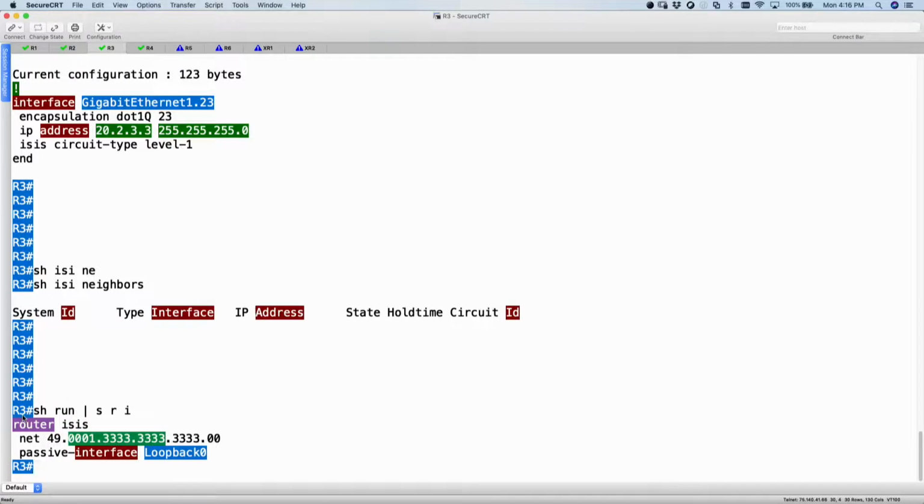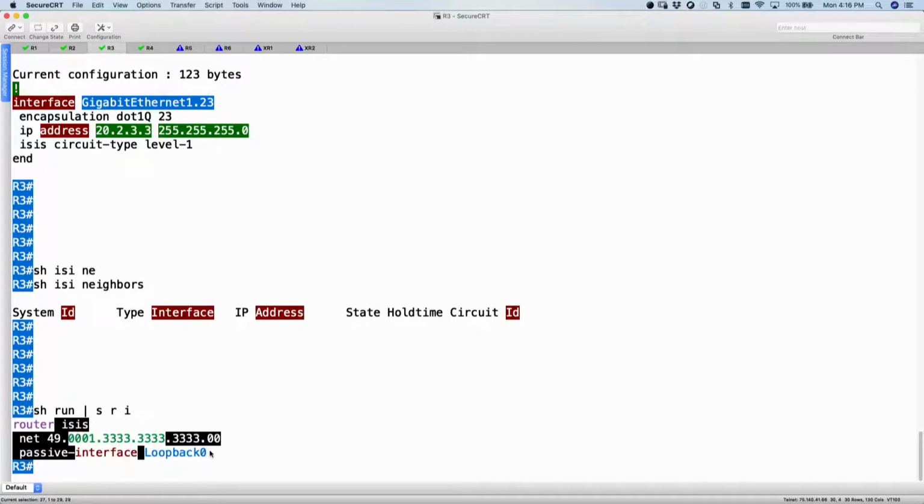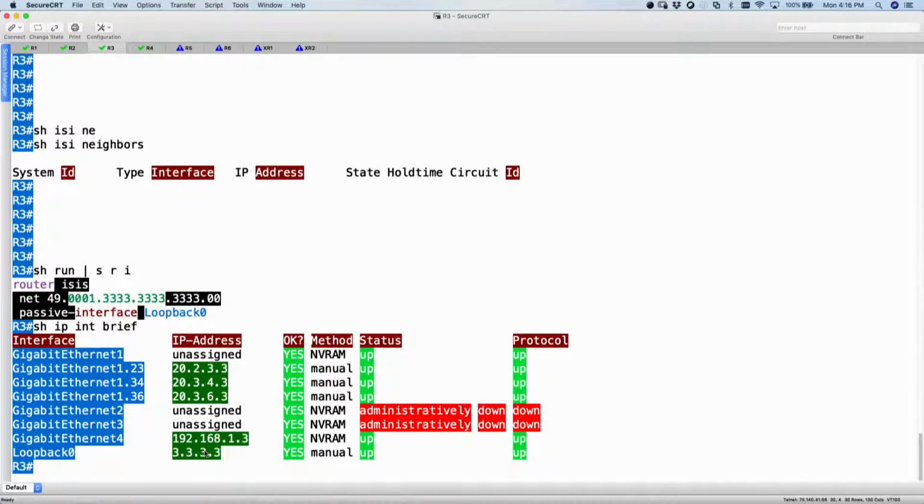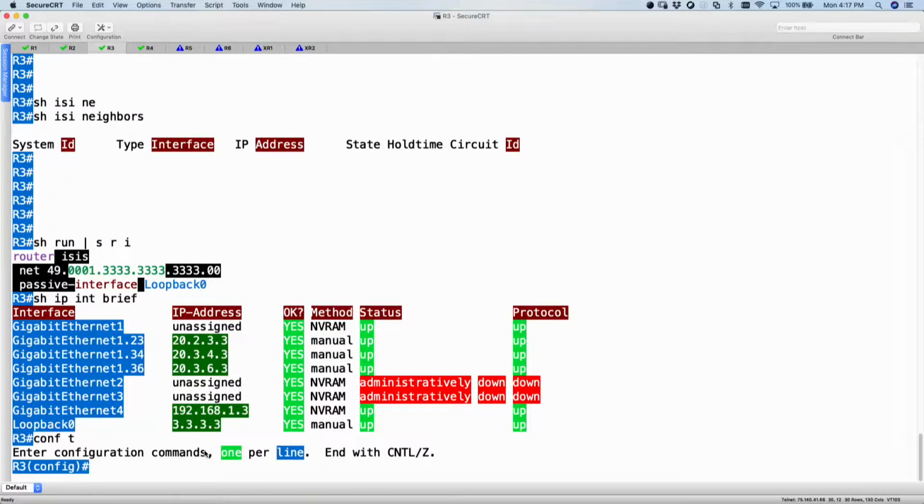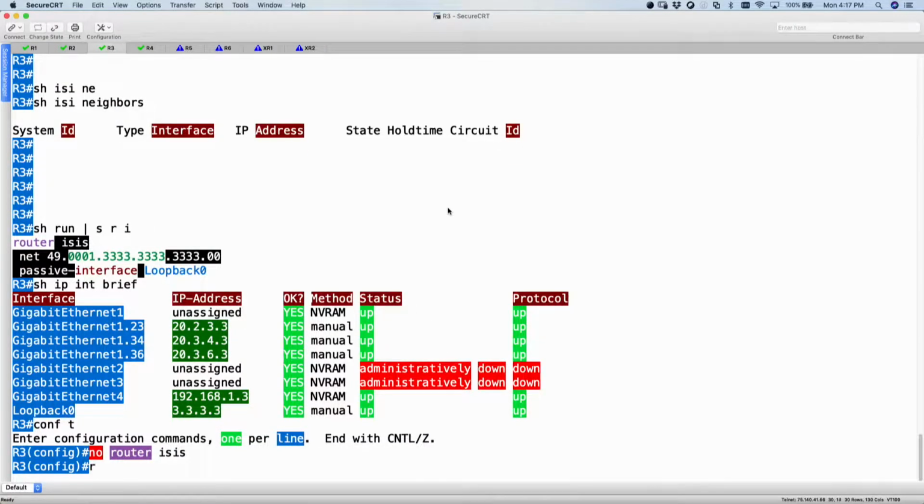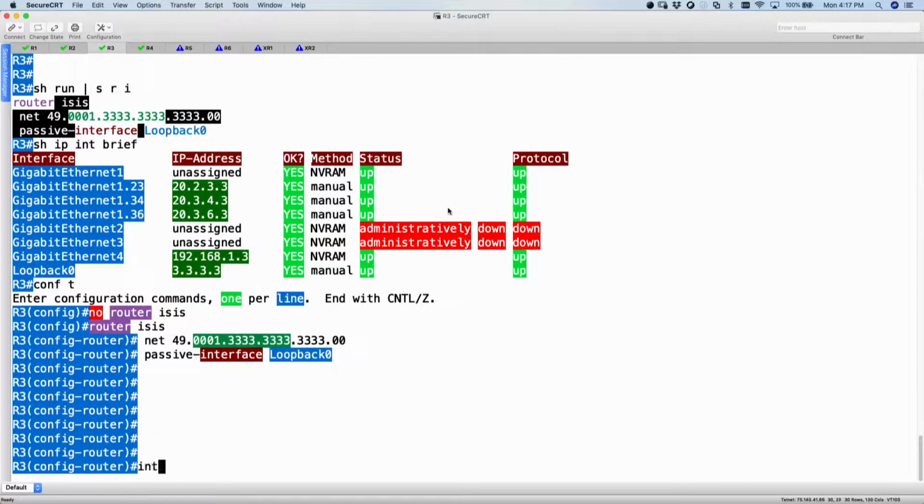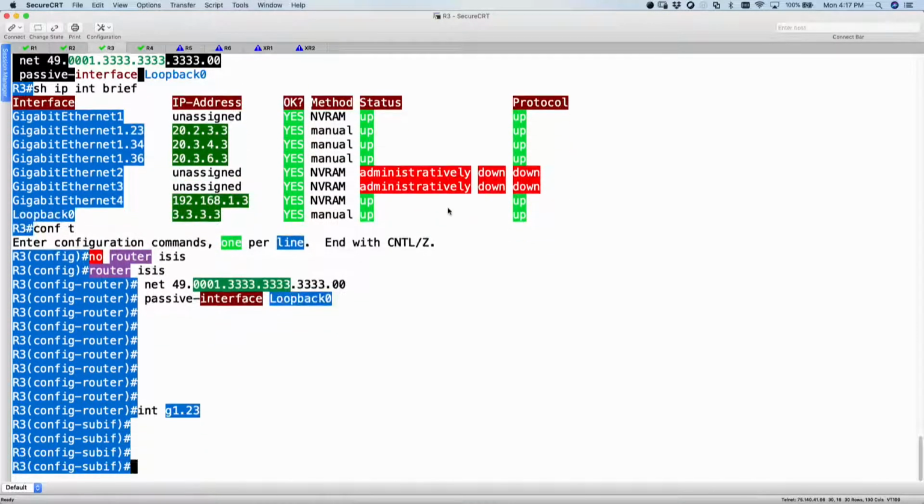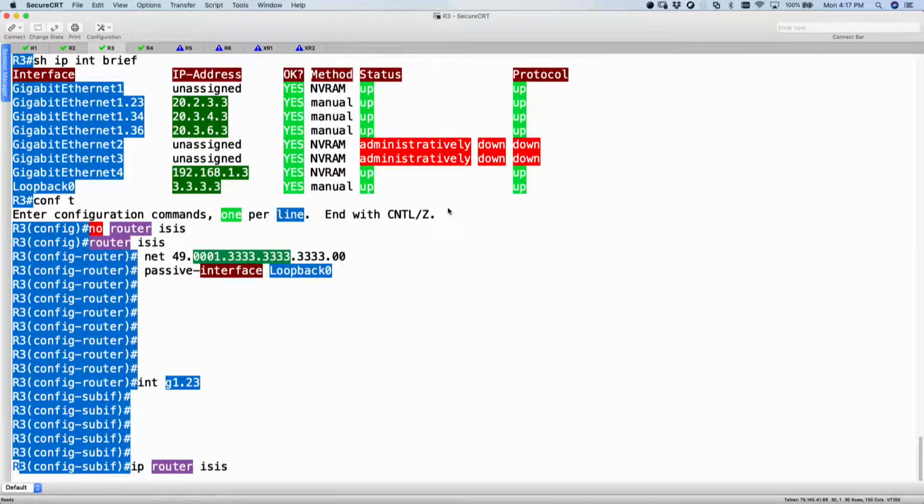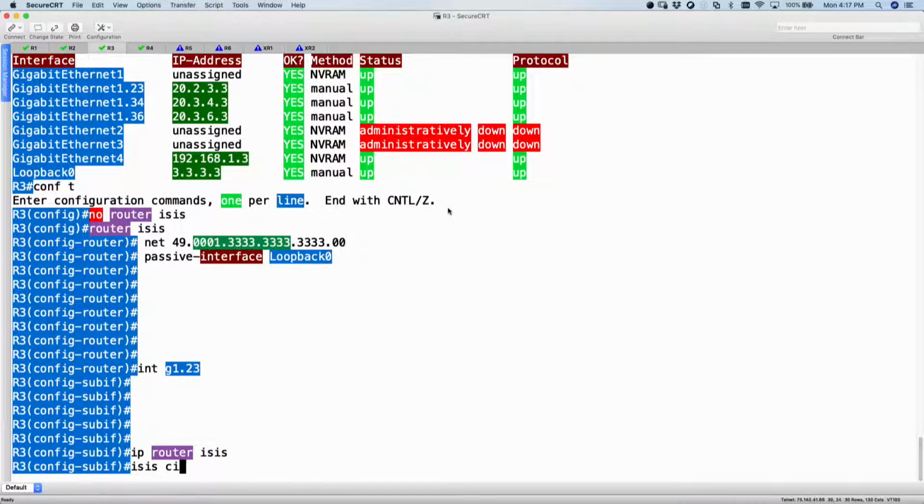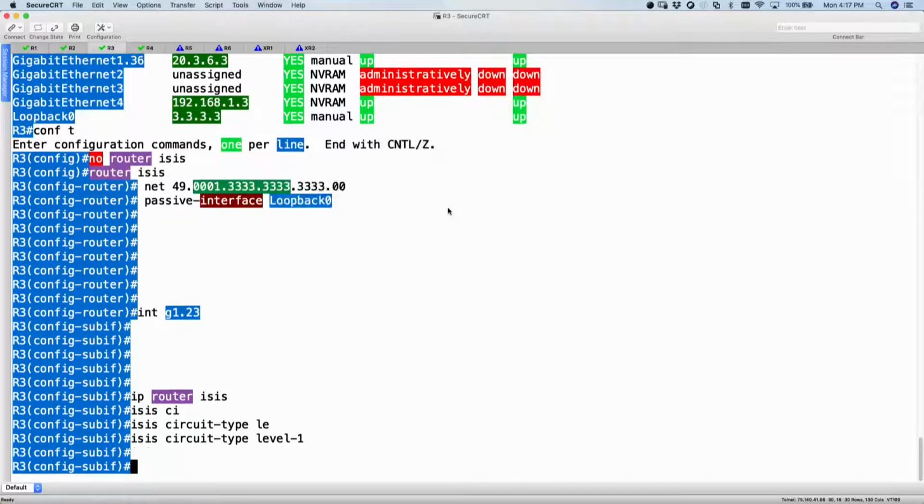Let's go back to my interface. Let's do a show IP interface brief first, just to check if my interface is up and running. And let's do a no router ISIS and re-give those commands again. And interface gig 1.23, IP router ISIS, and ISIS circuit type level 1.